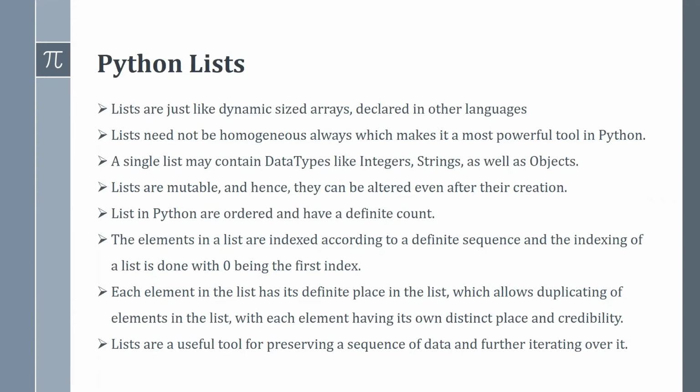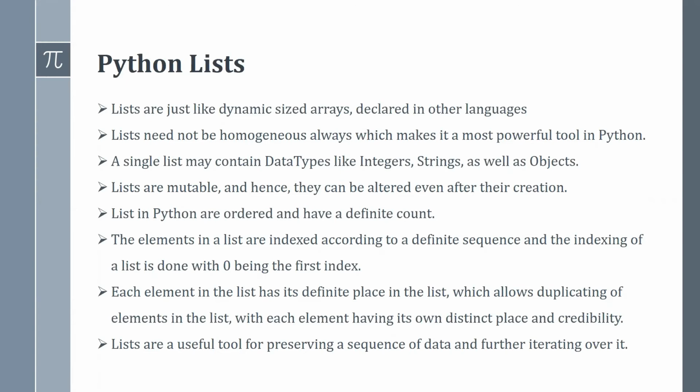Okay, in other languages. So here the list need not be homogeneous, meaning it can be anything. So that makes this a very powerful tool in Python. You can have a list with different data types together. A list can have only integers, it can have only strings, it can have objects, or it can have everything together. So a list can be of anything.